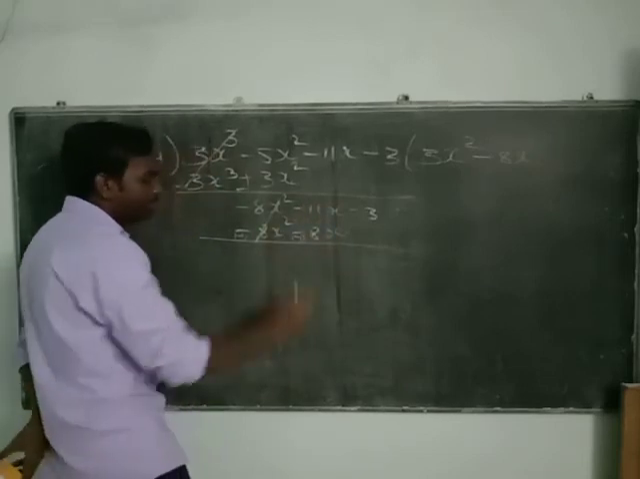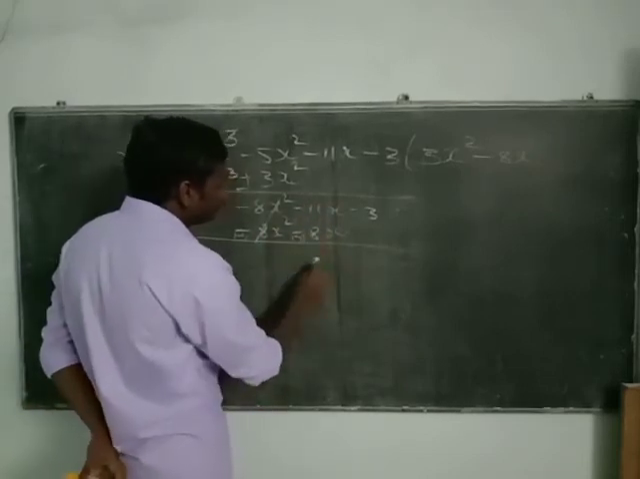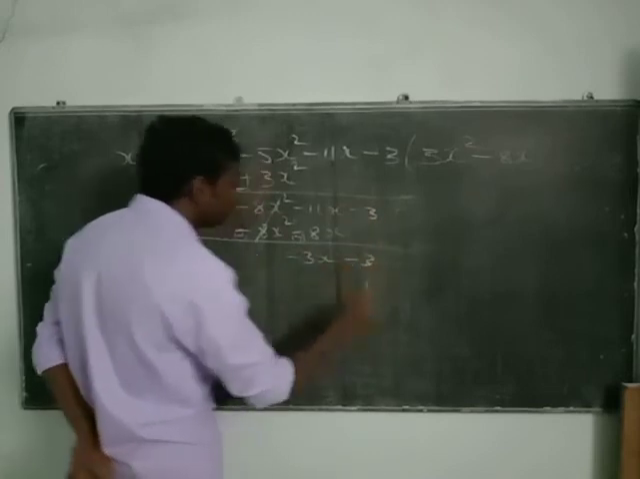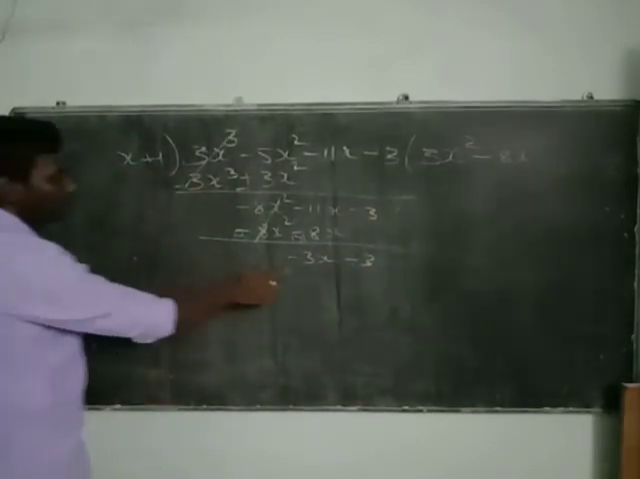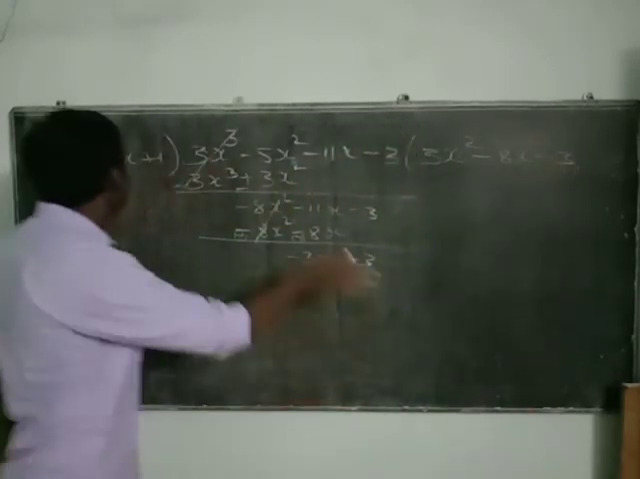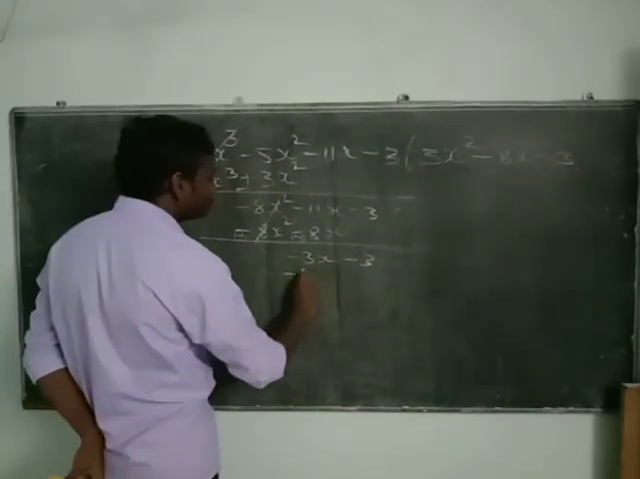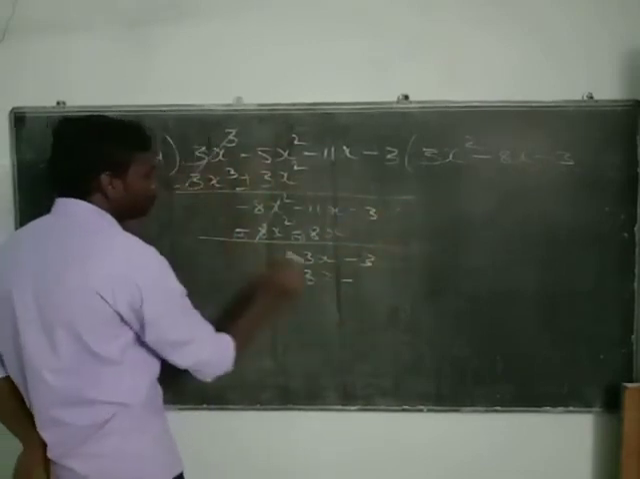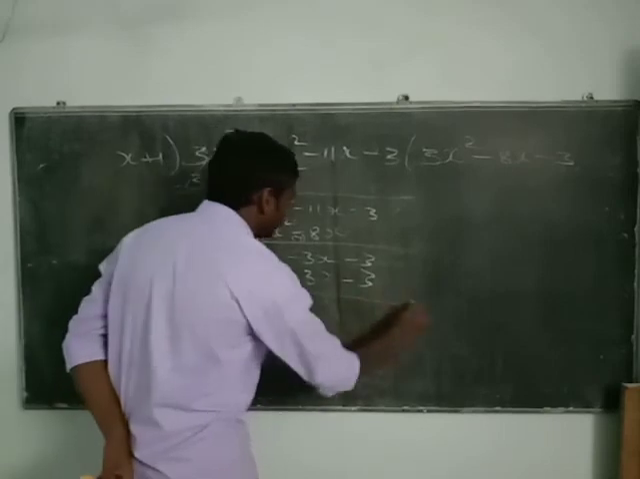Now cancelling this, I will get minus 11 plus 8, that is nothing but minus 3x. Minus 3x, and again I have minus 3 here. So I require a coefficient of minus 3, so I am taking minus 3 here. So minus 3 into x is minus 3x, and minus into plus is minus, and 3 into 1 is 3. So this is the division.